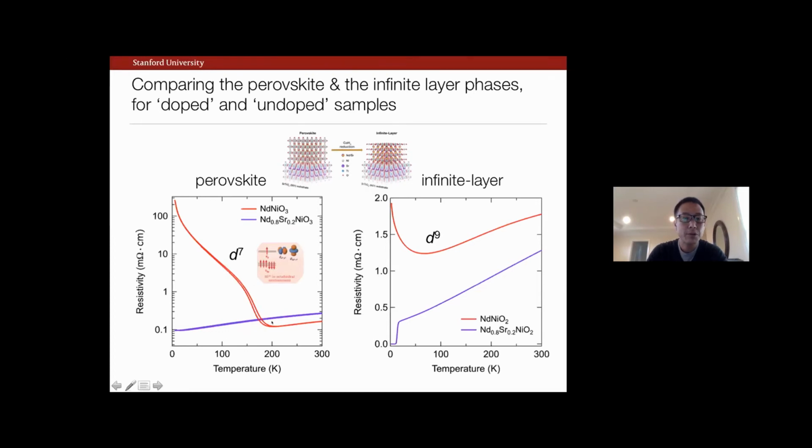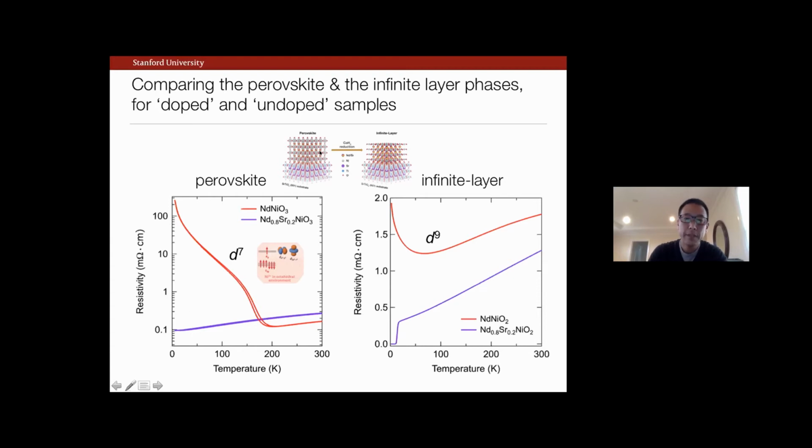So I'm going to show you here the perovskite resistivity as a function of temperature for the undoped neodymium nickelate. Again, you see this famous and striking first order metal insulator transition. This is associated with a d7 electronic configuration. And similar to that old work that I had hinted at before, if we do nominal hole doping in the system, we rapidly suppress this. And in fact, we have something that looks effectively metallic all the way down.